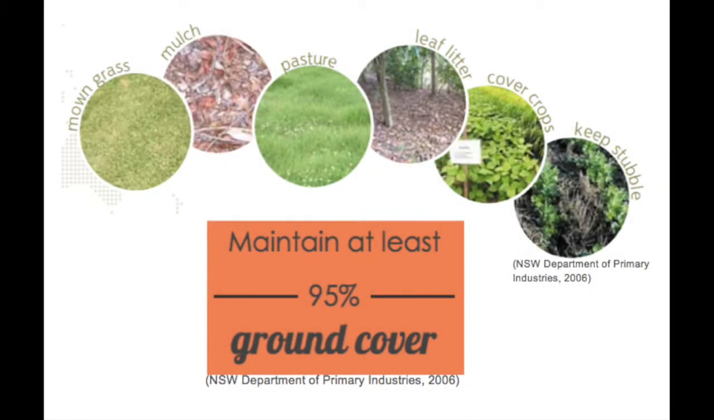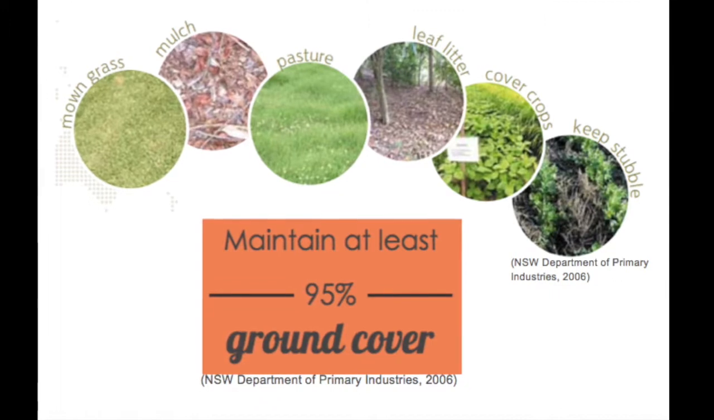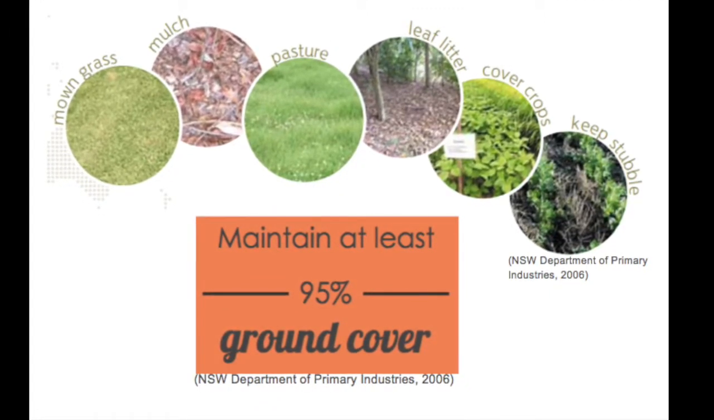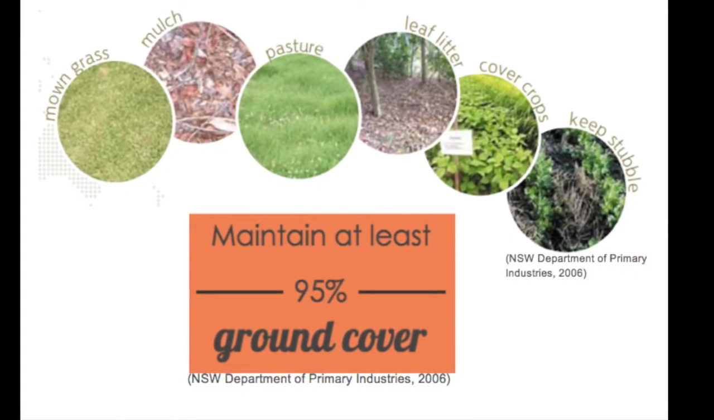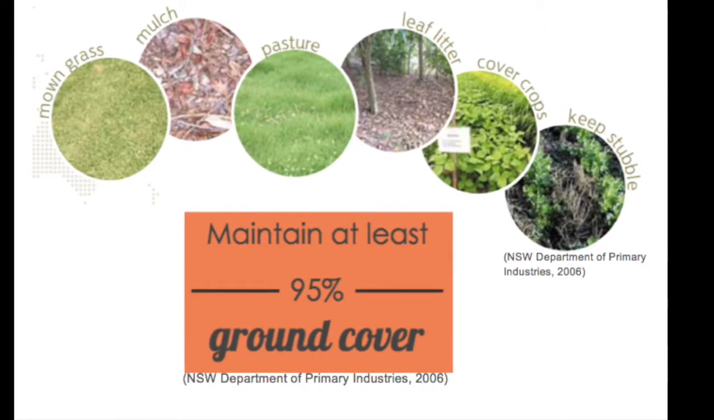There are two key strategies in controlling soil erosion: maintaining adequate ground cover, ideally at least 95%, and slowing down and diverting water flow. Without ground cover, rainfall will not soak into the soil. Instead, around 85% of the rainfall can run off, potentially polluting waterways.